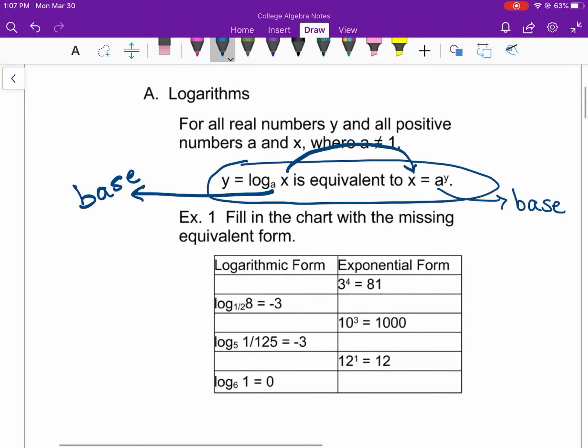So one of the tasks you'll have to do in this lesson is switch exponential form to log form, and then log form back to exponential form. So the first thing I'm going to do is write the word log. My base is 3, so that's a subscript. And then of 81, and that equals 4. So always remember that your logarithm is equal to your exponent.